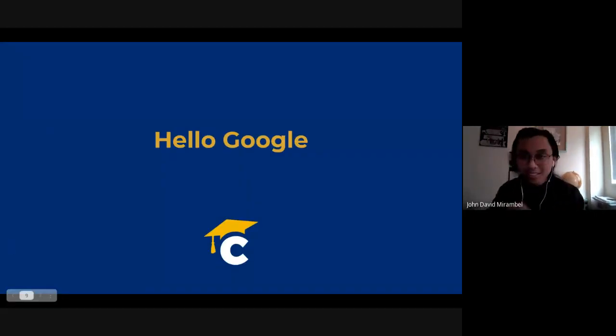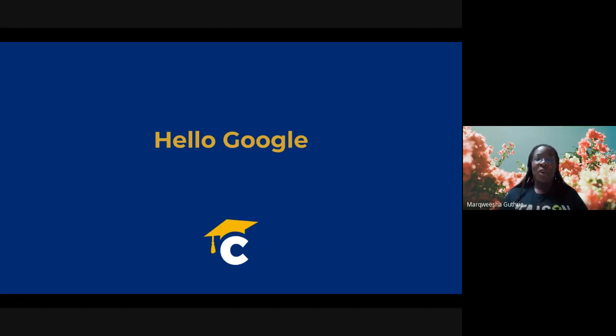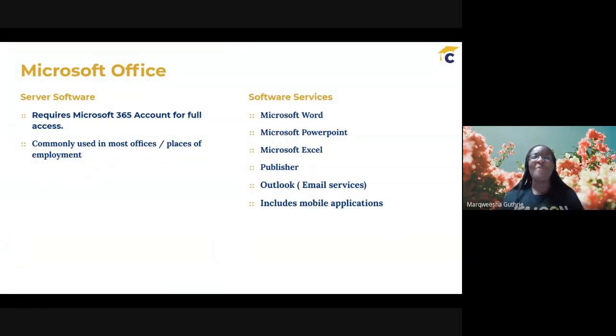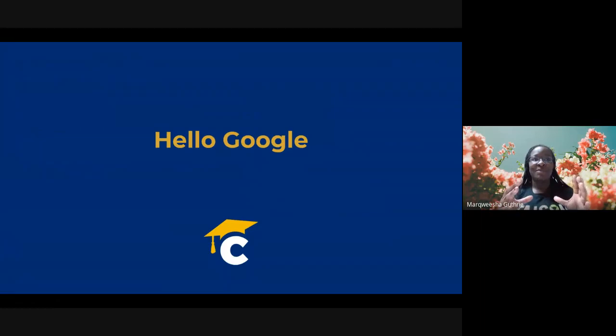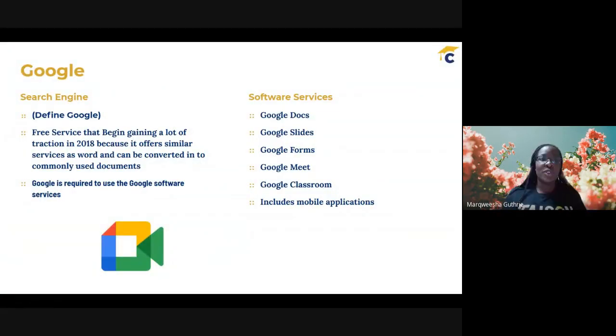Next. And in discussing Microsoft Edge, one of the biggest competitors and most commonly used search engine for the modern 21st century is Google. And at one point in our lives, we will use Google. Google is a search engine. It's a free service that began to gain a lot of traction in around 2018 because of the similar services to Microsoft that they offer that can be converted into commonly used documents like Microsoft Word, Excel, PowerPoint, and other software services that were mentioned.